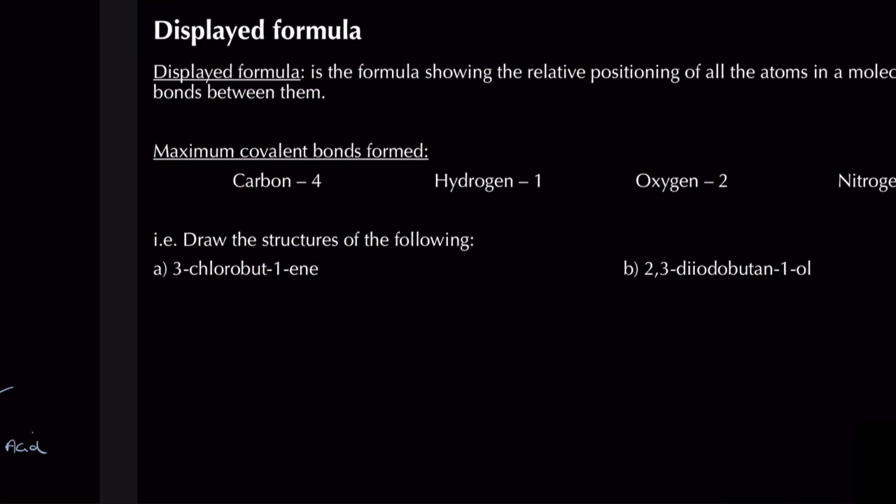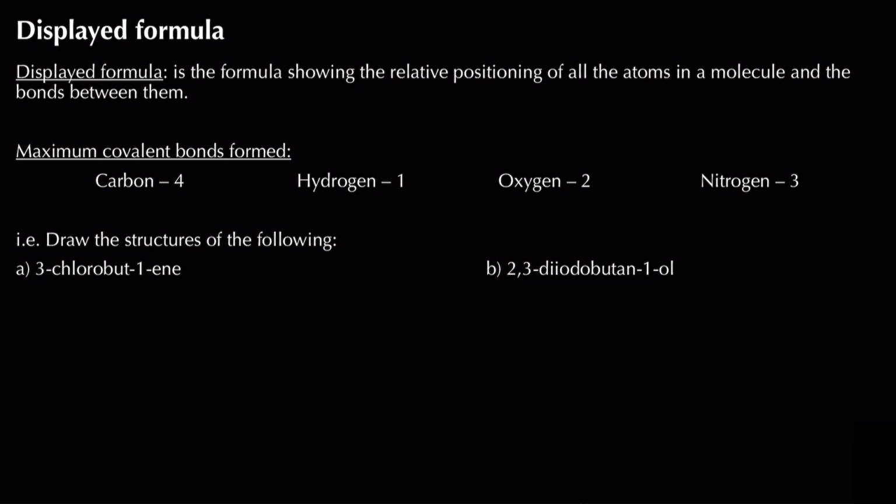So moving on then, what about drawing the displayed formula of all of these structures? Well, displayed formula, remember, is the formula showing the relative positioning of all of our atoms in a molecule and all of the bonds between them as well. Now remember, carbon usually has about 4 bonds, hydrogen usually has about 1, oxygen 2, and nitrogen 3. The reason why I say usually is, of course, you can end up with, in some cases, more or less than the amount that I've shown here. But again, that's for another day.